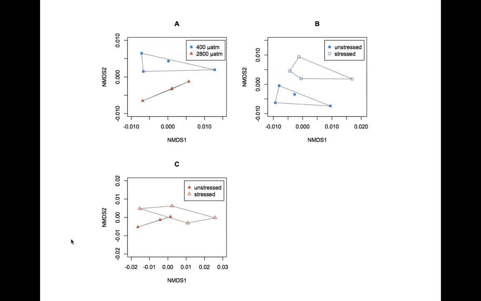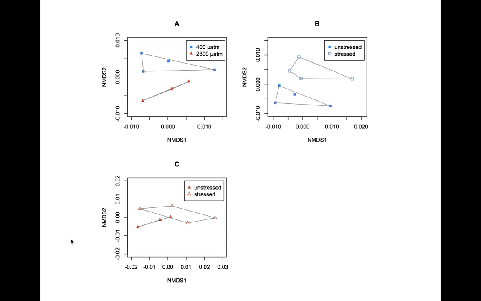In plot B, it's a similar type of plot, but the oysters in the solid squares are the controls at 400 microatmospheres, and the open squares represent the oysters that were stressed with mechanical stress at 400 microatmospheres. And again, this is a significant difference between these two groups of oysters in terms of proteome expression profiles.